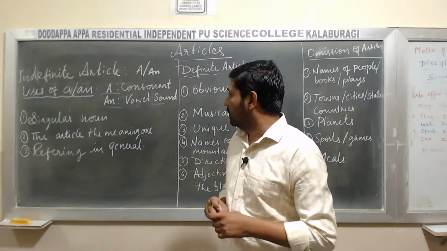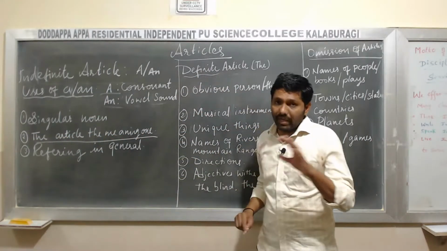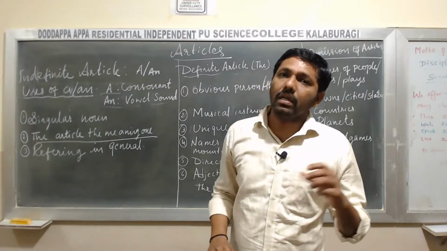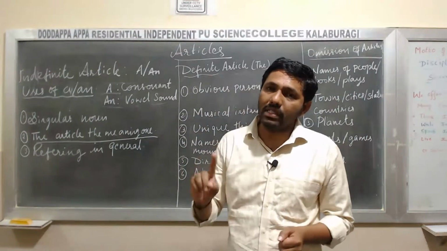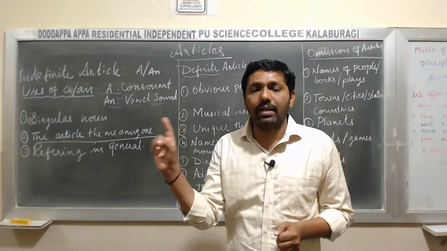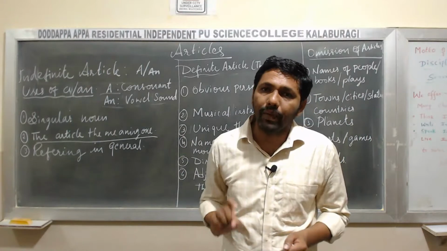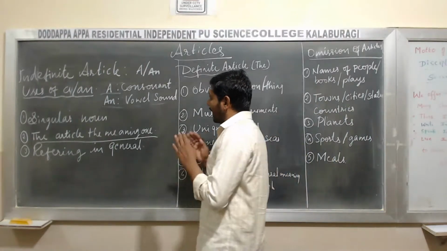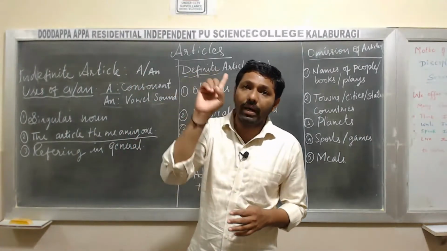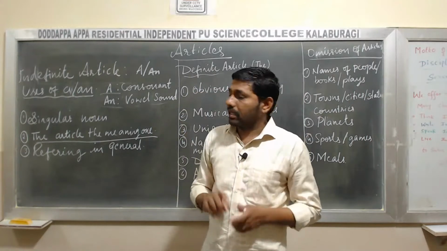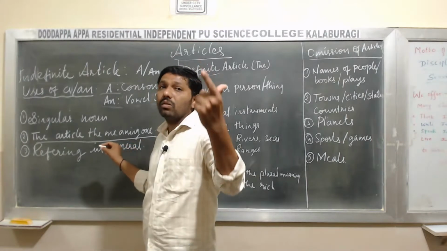The second point: the article gives the meaning of one. We have a habit in English of not using the word one. I ate an apple. Here it refers to one apple. I ate a banana. It means one banana. I brought a pen means you brought one pen. So whenever we use indefinite articles, it also means you are referring to one noun, singular. So we always use the article in the sense of one.